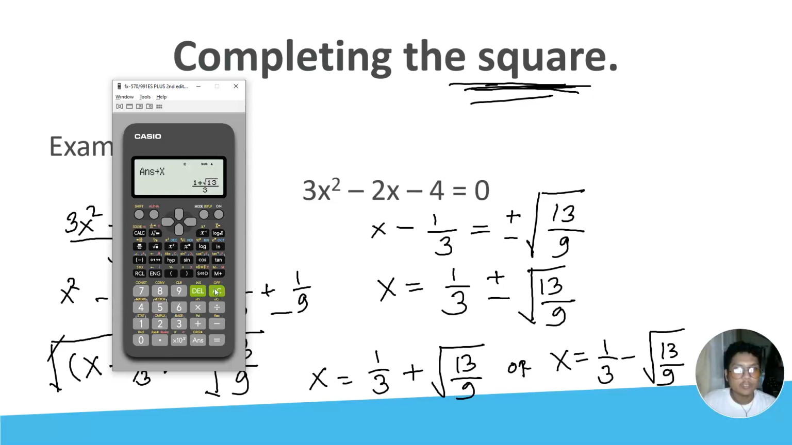So, ang feature na yan, para lang yan sa mga 99ES Plus and 570. Meron din yung 991EX Plus. Pwede nyo gamitin yan. So, substitute natin 3x squared minus 2x minus 4. Dapat mag-equal sa 0. So, tama. Equal sa 0 siya. So, ganun din, kung gusto natin i-try.